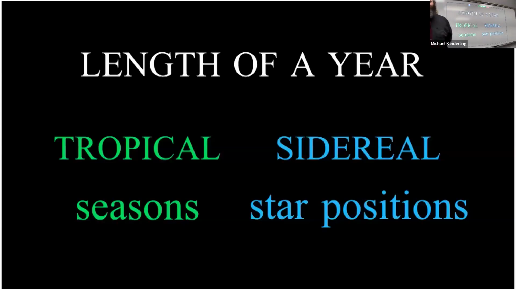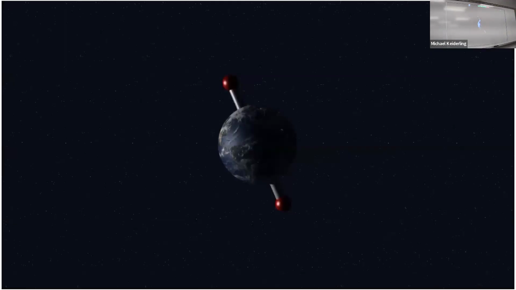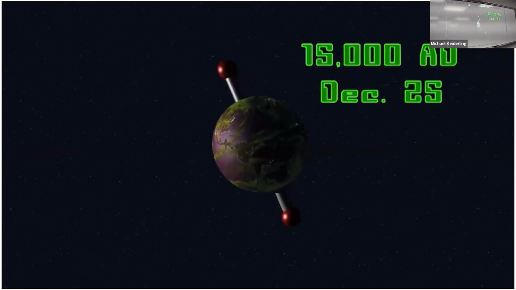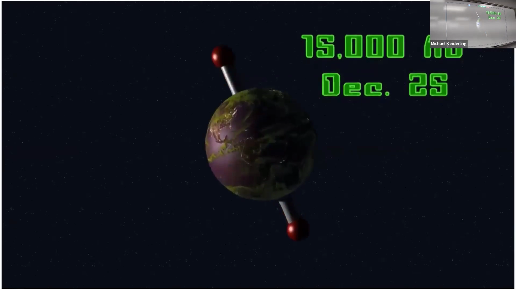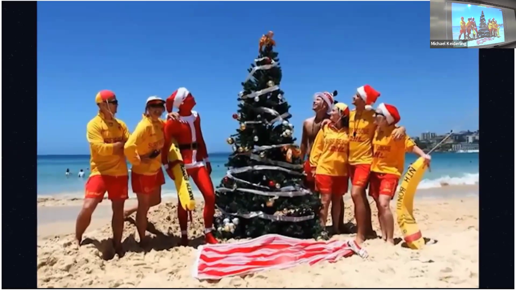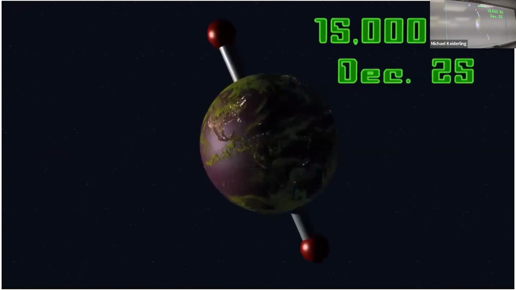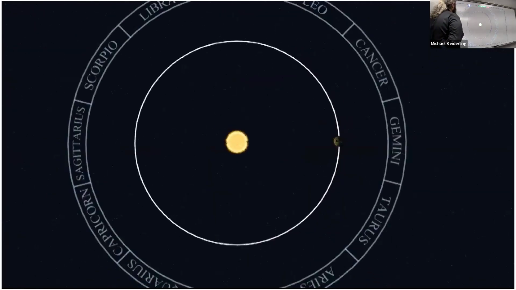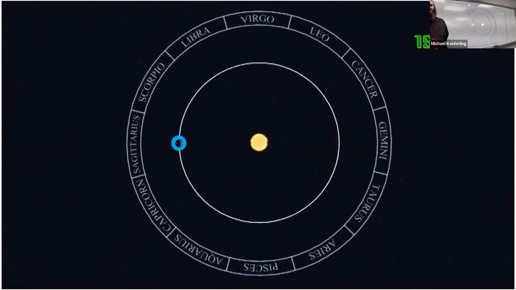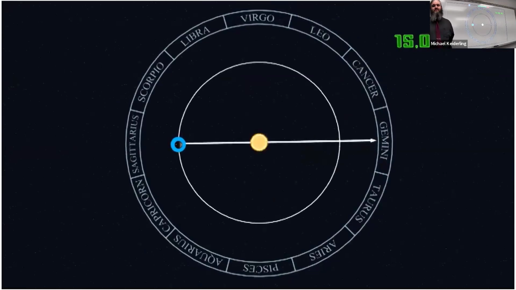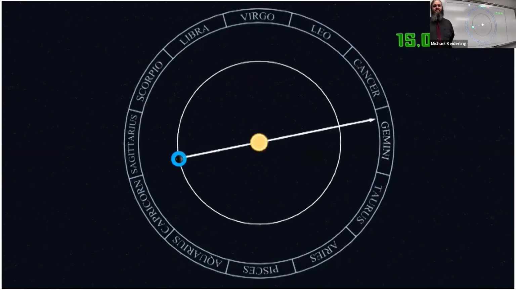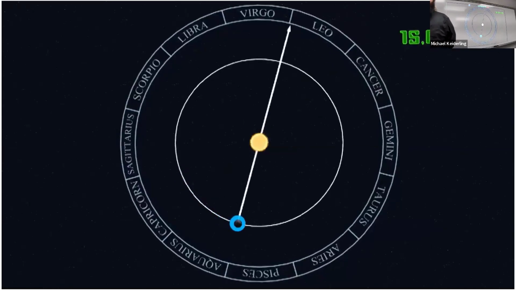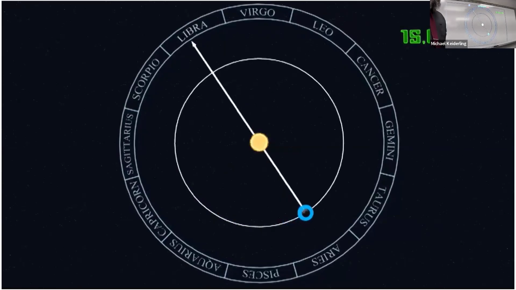What if he had used the sidereal year? Imagine it's the year 15,000 AD. And Americans are celebrating Christmas in the middle of summer. And that is what a sidereal calendar would mean. Now, a tropical calendar gets the seasons right, but it puts the Earth on the opposite side of the Sun in the year 15,000. And so, Geminis will be born in December, Cancers in January, Leos in February, Virgos in March. Everything will be backwards.